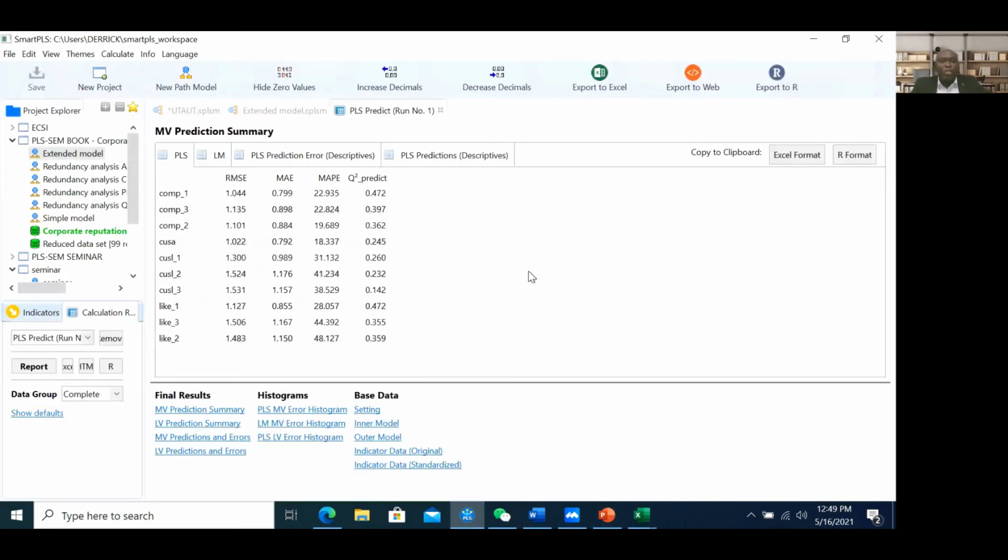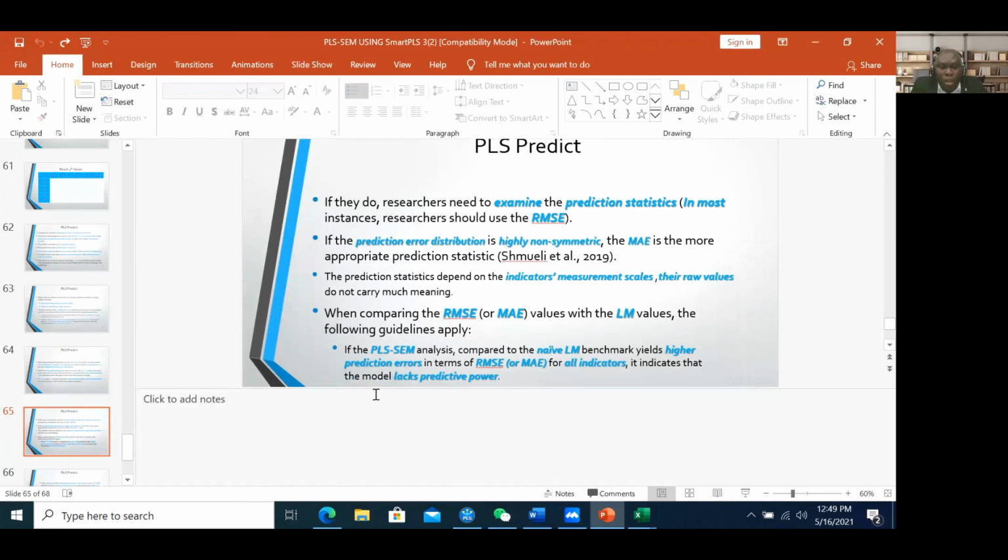Excellent. So basically, this is the PLS Predict table. This is the result that it presents. The first thing you look for is the Q squared, capital Q squared predict. Now, from here.